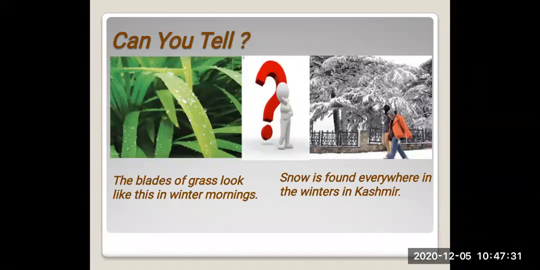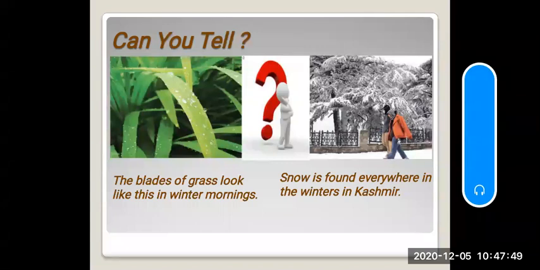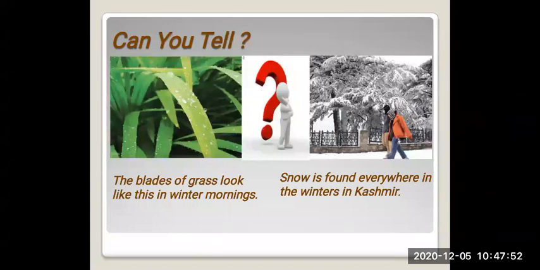Second, observe the picture. You can see the region which is full of snow. Mostly snow is found in winters, only in Kashmir. So the question arises: why isn't snow found in our surroundings, where we stay? Why is there no snow at all? Yes, that is a question we have to think about. See the next one.